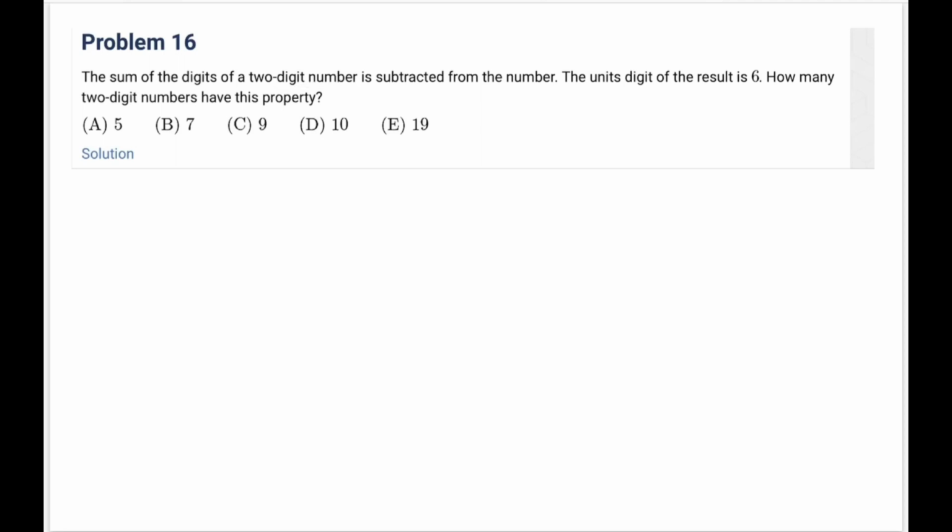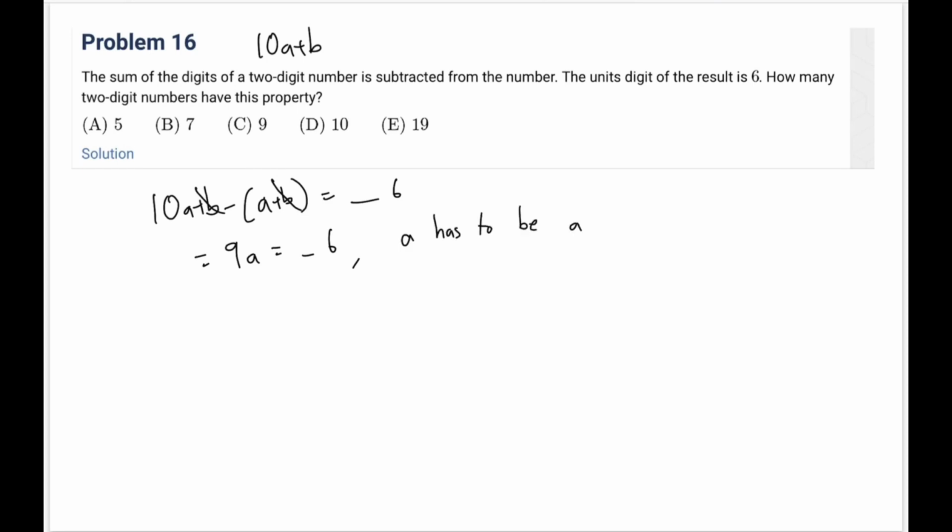Let's say this is 10a plus b. So we have 10a plus b, and we subtract the sum of its digits, so minus (a plus b). The units digit will be 6, so the result would be something 6, right? But then if you look carefully, this b and this b cross out, so this is basically 9a. So 9a equals something 6.